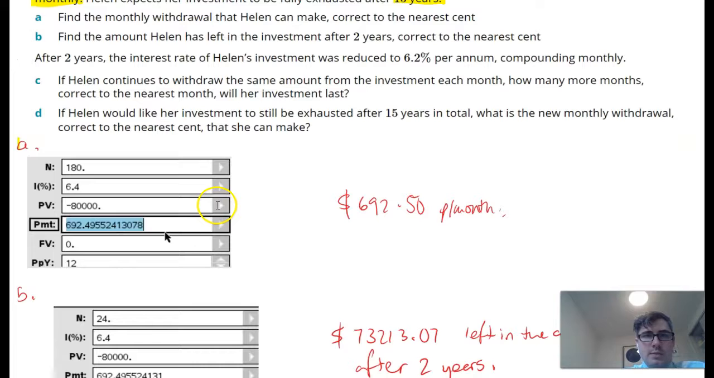Helen continues to withdraw the same amount from the investment each month. So there's been a change of conditions. So it's gone down in interest. So luckily, the part before has asked us to get to whatever the balance was after 2 years already. So that bit's done. And now they're asking if she continues with the same withdrawal, how many more months to the nearest month will her investment last?